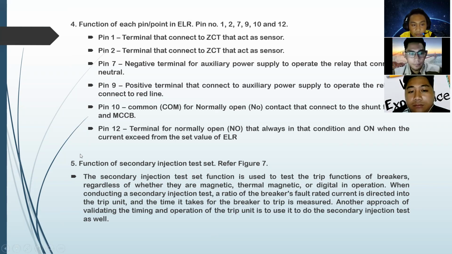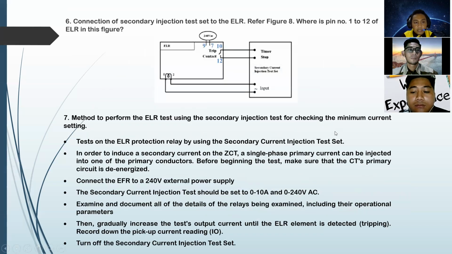For question number 5, what is the function of the secondary injection test set? You can refer to figure 7. It is used to test the trip function of breakers regardless of whether they are magnetic, thermal magnetic, or digital in operation. When conducting a secondary injection test, a ratio of the breaker's fault current is directed into the trip unit and the time it takes for the breaker to trip is measured. Another approach to validating the timing and operation of the trip unit is to use the secondary injection test as well.